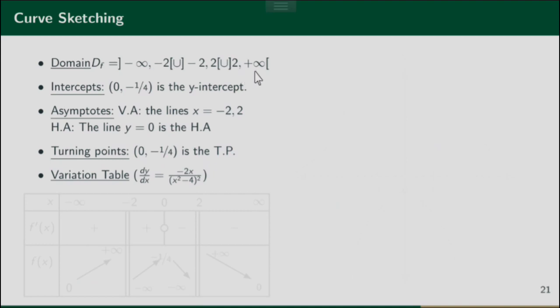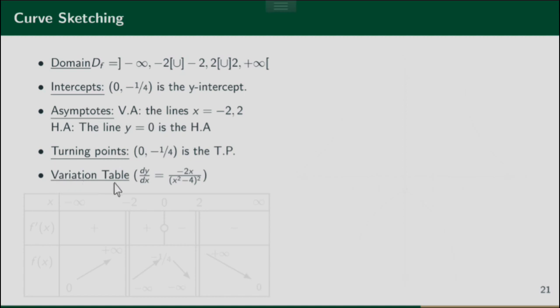This is the domain of the function. This is the y-intercept. These are the vertical asymptotes, the lines x equals -2 and x equals 2. And the horizontal asymptote is the line y equals 0. Now we have the turning point. The point (0, -1 over 4) is a turning point.